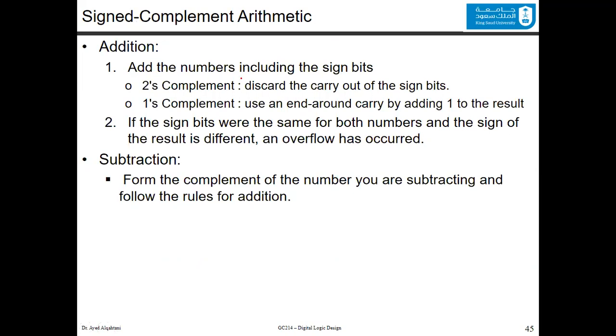In the addition, you add the numbers including the sign bit. For the two's complement, you discard the carry out. For the one's complement, you use an end around carry by adding one to the result. If the sign bits were the same for both numbers and the sign of the result is different, an overflow has occurred. This is for the addition. For the subtraction, you form the complement of the number that you want to subtract, and then follow the same rules of the addition.